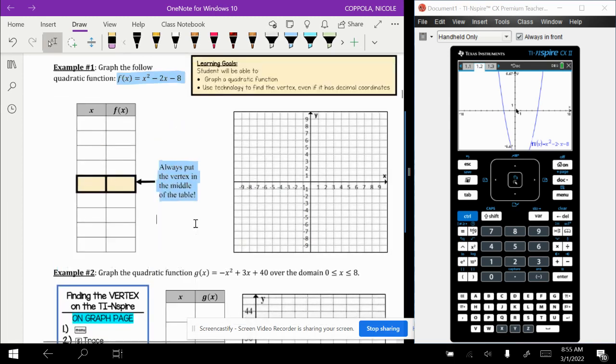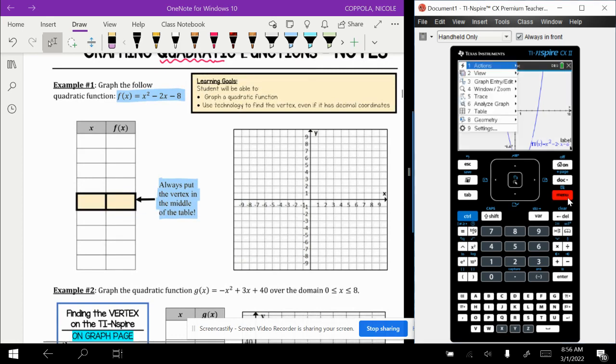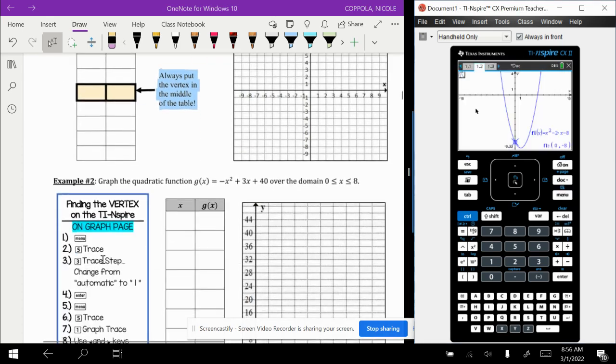So there's a couple of ways you can do this. The first is menu, trace, graph trace, okay? And these steps are right here, okay? And I can change my trace step to 1. But regardless, if you see my graph trace, see how it snapped right down, and it even said it was a minimum at the point 1, -9. So I'm going to toss that right in there.